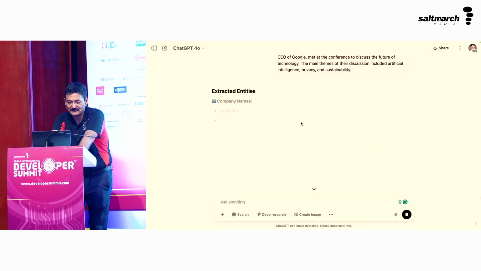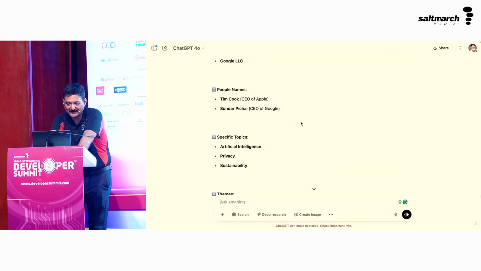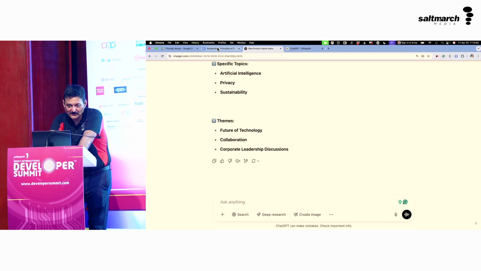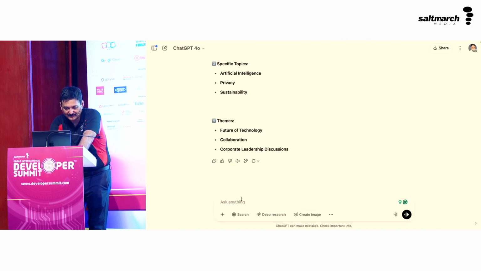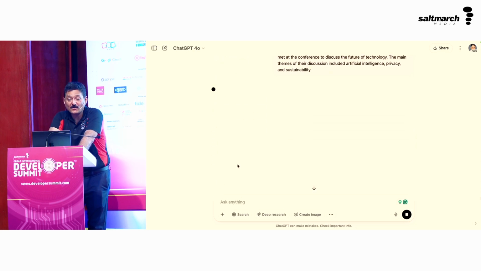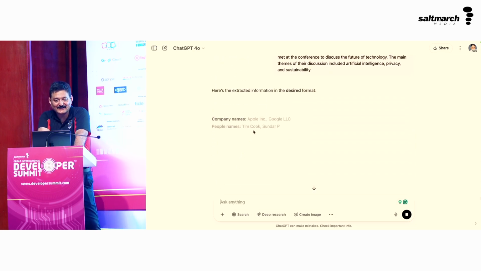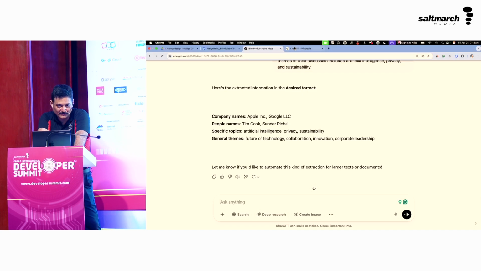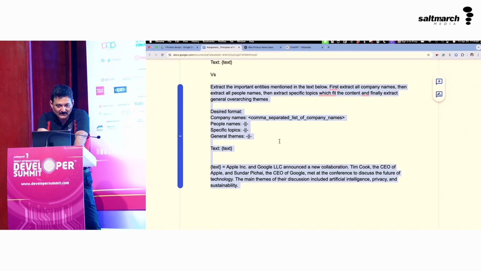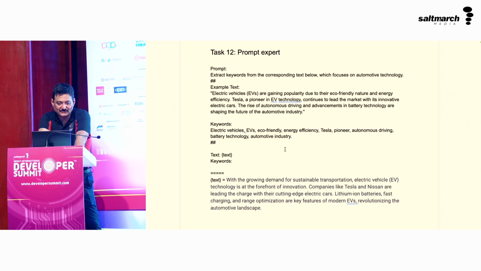Based on this, it's extracting people names and other names for me. But it is not in a format I can consume. So can I put it in the desired format, which is comma separated values? Yep. I can do that. Now I'm able to direct it to do exactly what I'm looking for. Comma separated values for people names, Apple, Google, artificial intelligence, and future of technology. They're talking about the future of technologies in this. Yeah. Now that is what is called a direction. You're trying to give a direction to it when you're trying to use it.